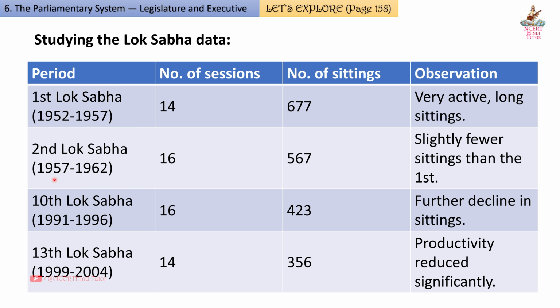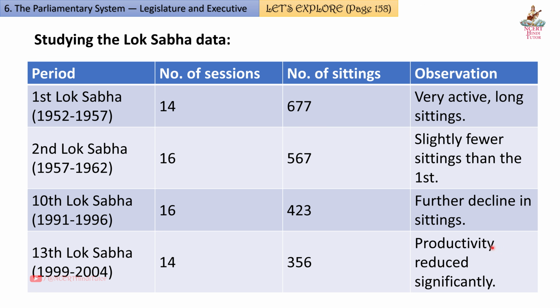Second Lok Sabha, 1957 to 1962. Number of sessions 16. Number of sittings 567. Observation: slightly fewer sittings than the first. 10th Lok Sabha, 1991 to 1996. Number of sessions 16. Number of sittings 423. Observation: further decline in sittings. 13th Lok Sabha, 1999 to 2004. Number of sessions 14. Number of sittings 356.